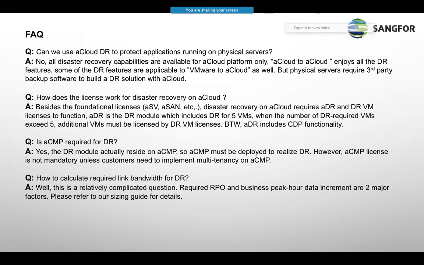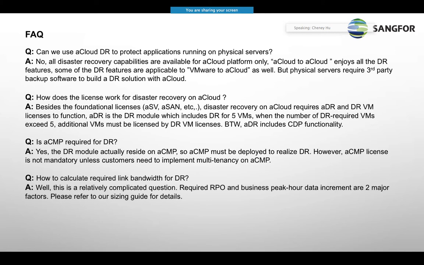Besides the foundational license, ASV, ASAM, and etc., disaster recovery on aCloud will require ADR and the DRVM license to function. ADR is the DR module, which will include DR for 5 VMs. So the policy is similar to our CDP. If the number of DR required VMs exceeds 5, then additional VMs must be licensed by DRVM license.